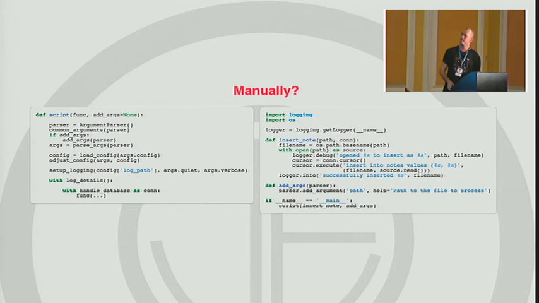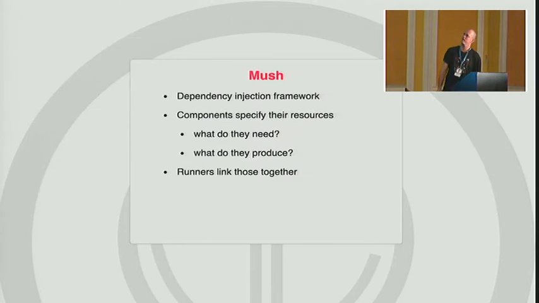And it's going down this path that led me to end up writing a thing called Mush. Mush is a dependency injection framework. So if you've used PyTest, you've already used dependency injection. When you ask for fixtures in PyTest, that's dependency injection. So you're saying, I'm not going to try and create the things I need. I'm just going to say what I need, and someone else I will trust to bring those to me when I need them.